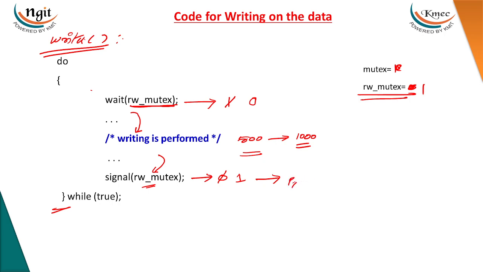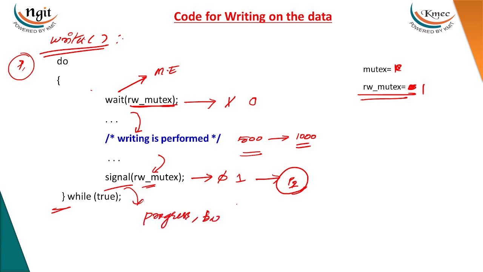Okay, the next process, suppose that this is p1 which is modifying the data. Once it executes signal, the p2 process may modify the data. So again, wait is providing mutual exclusion and signal is providing progress and bounded waiting.